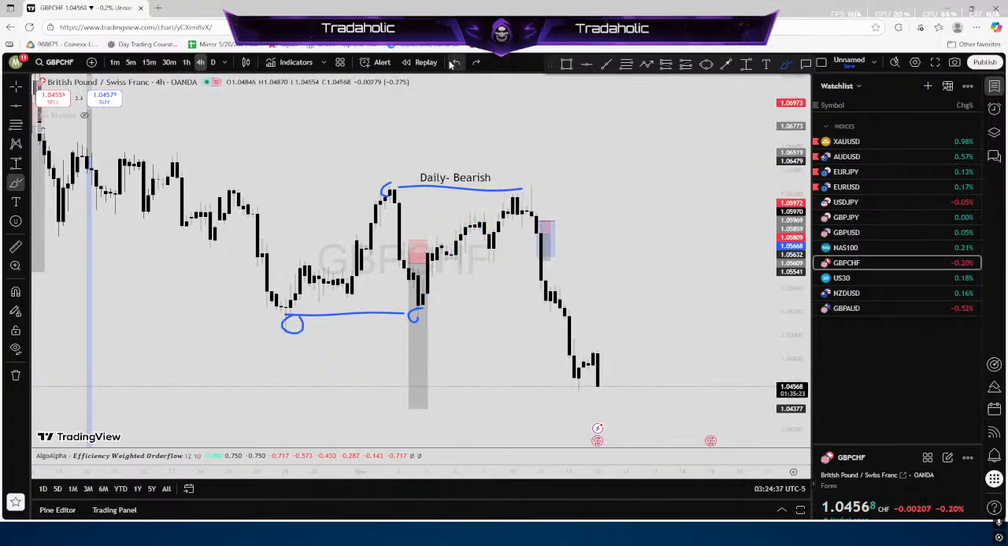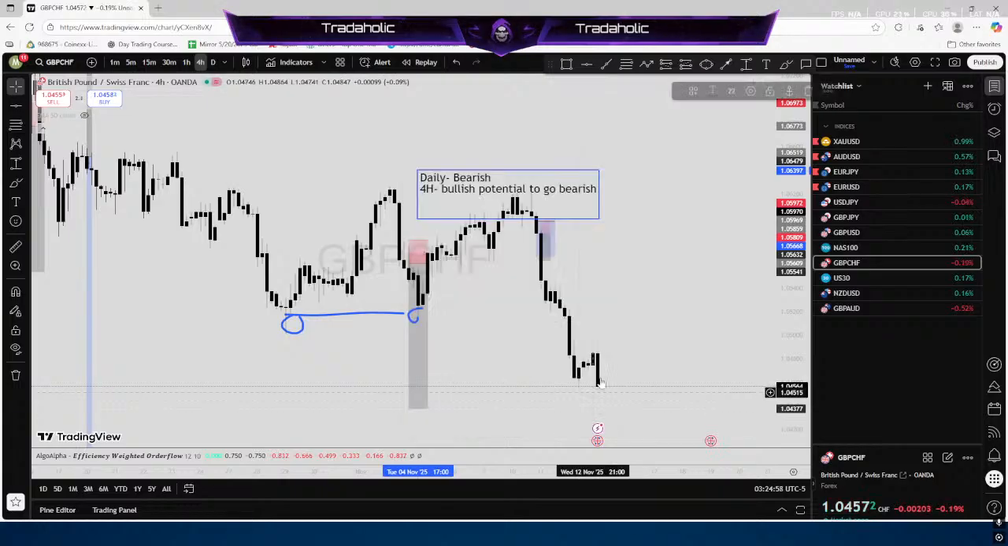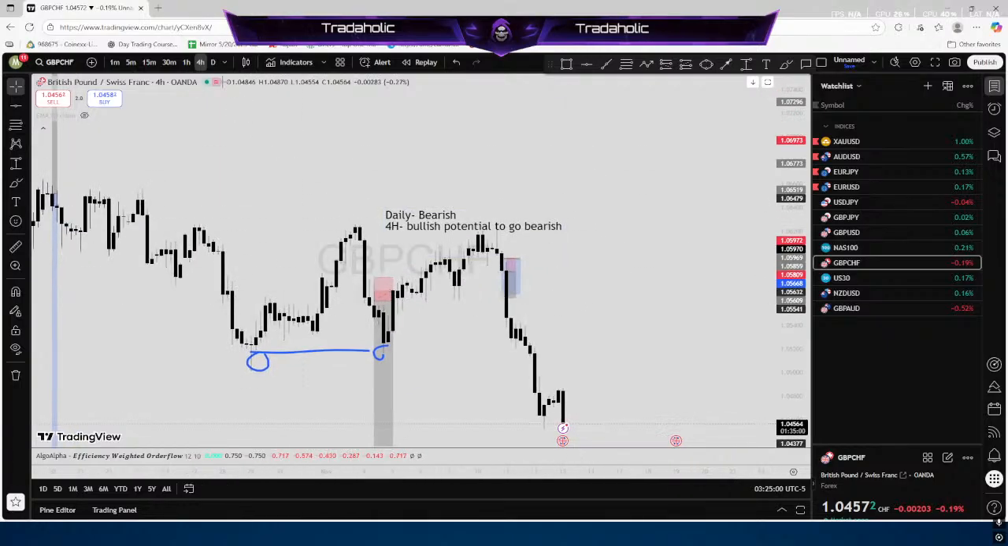So even though our 4-hour is bullish at the moment, we do have potential to continue down just because we didn't close above this high here, because closures matter a lot. So for here, we're going to put 4-hour bullish, potential to go bearish. Then I'll do the same exact thing on the 1-hour chart.